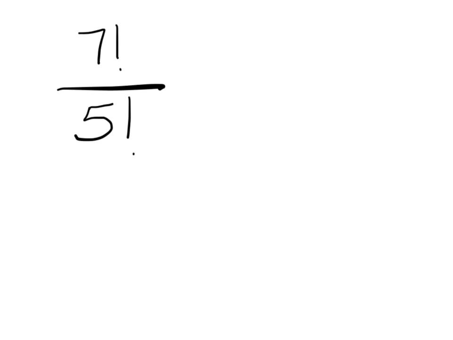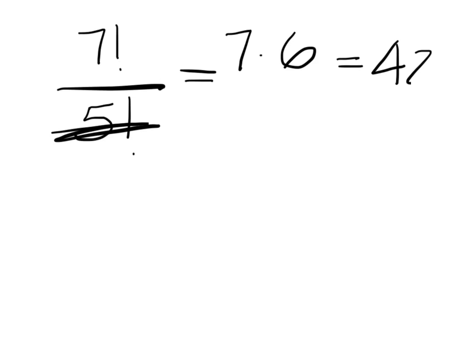If I had 7 factorial over 5 factorial, the difference between 7 and 5 is 2. So for 7 factorial, all I need is 7 times 6. I don't need the rest of it because it cancels out with that. So the answer is 42.